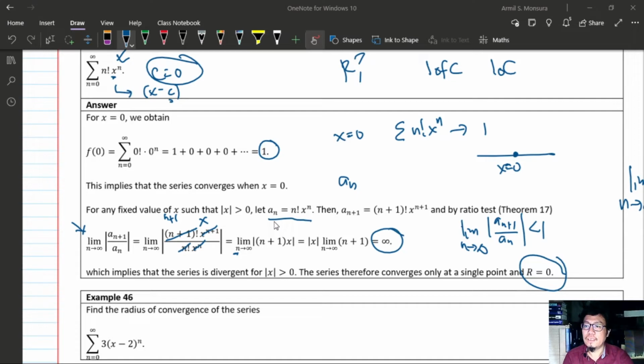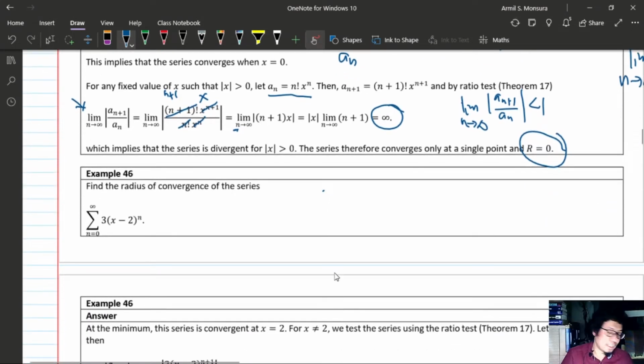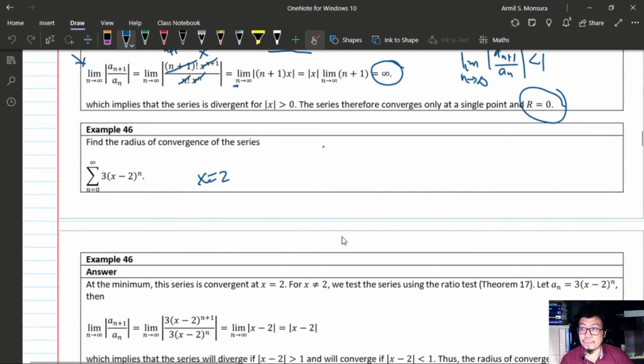All right. Next, let's find the radius of convergence for this series. We take note that this series is centered at x equals 2. So therefore, at the minimum, it is convergent at that point. Now for outside that point, we test the series using the ratio test again.